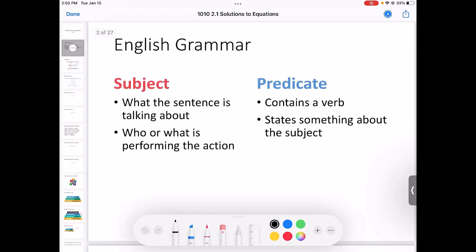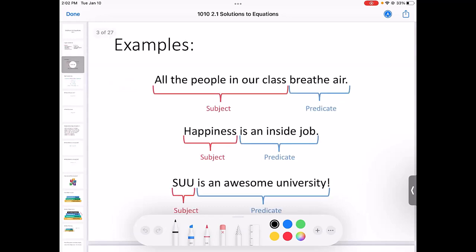In English, as I'm sure you are familiar, every sentence has two parts. It has a subject and a predicate, right? The subject is what the sentence is talking about. The predicate contains a verb and describes what the subject is doing or what's happening to the subject. As an example, take the English sentence "All the people in our class breathe air." All the people in our class is the subject, what the sentence is talking about. Breathing air is the predicate. Pretty much any sentence can be split up into these two parts.